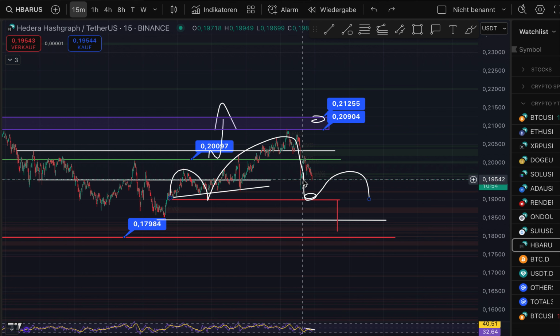If we break the 18 cents as well to the downside, then we have a bigger move to the downside for HBAR. So what I want to give you is some kind of advice.